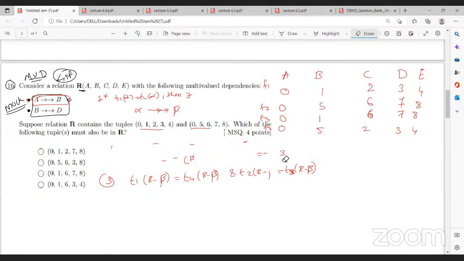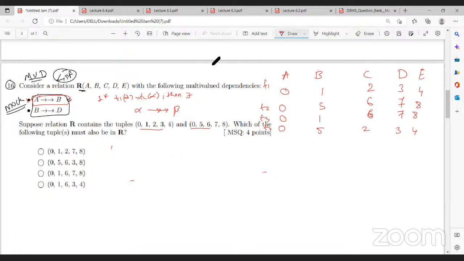Okay, so till now any doubt, anyone? It's clear. Yeah. So now we have to check for B multi-determine D. It should also satisfy, right? B multi-determine D. So according to the definition, there are two possibilities, right? What did you do in the last step? Just immediately, 2, 3, 4 and 6, 7, 8. Yeah, T1 R minus beta equals T4 R minus beta. So T1 R minus beta is 2, 3, 4, C D E. So it should be 2, 3, 4, right? Okay. Yeah. Good.